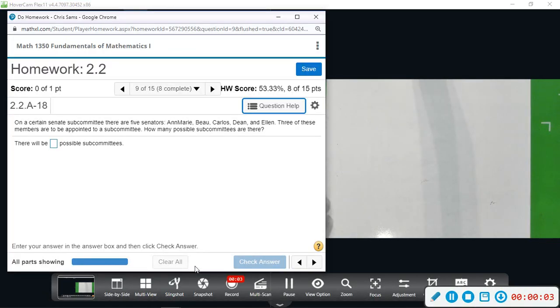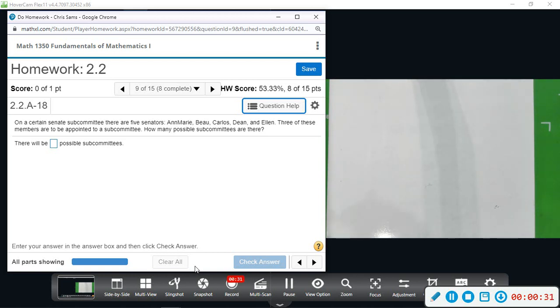All right, number 9. We want to know, on a certain subcommittee there's 5 senators, and 3 of these are going to be appointed to make a subcommittee. We want to know how many possible subcommittees there are. There's a couple of methods that I want to show you. One is expressed in this book, and one is not yet. It may show up later, but I'll show you that way as well.